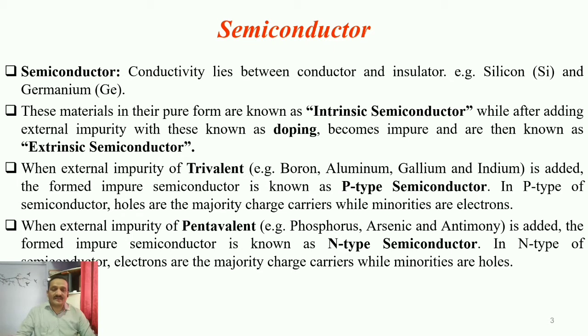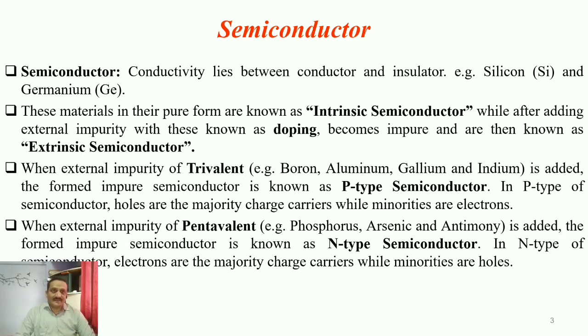These materials in their pure form are also known as intrinsic semiconductors, while after adding external impurity to these, which is known as doping, they become impure, and then they are known as extrinsic semiconductors. For example, if an external impurity which is trivalent in nature, like boron, aluminium, gallium, indium, etc., is added, then the impure semiconductor formed is known as a p type semiconductor.